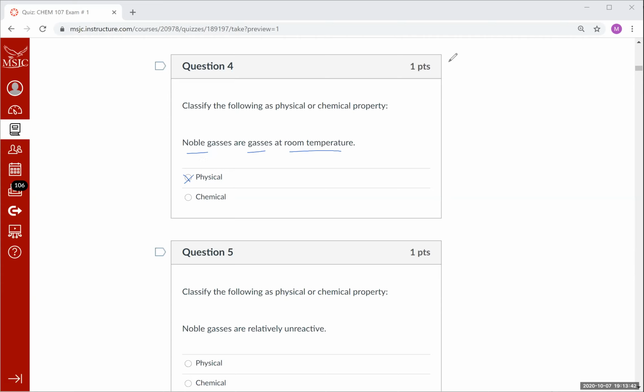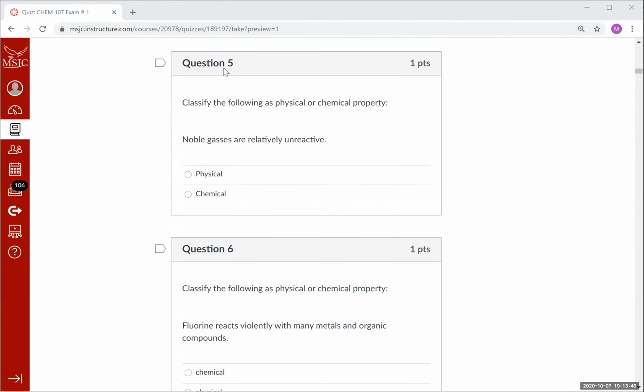Perfect, perfect. So let's look at this next example. In this case, we're asked to classify this property as a physical or chemical property where it says noble gases are relatively unreactive. So reactivity, what does that word reactivity signal? Is that chemical or physical? When we talk about reactions. Chemical. Chemical, exactly right. Anything that concerns reactivity and chemical reactions is a chemical property. Does that make sense to everyone?